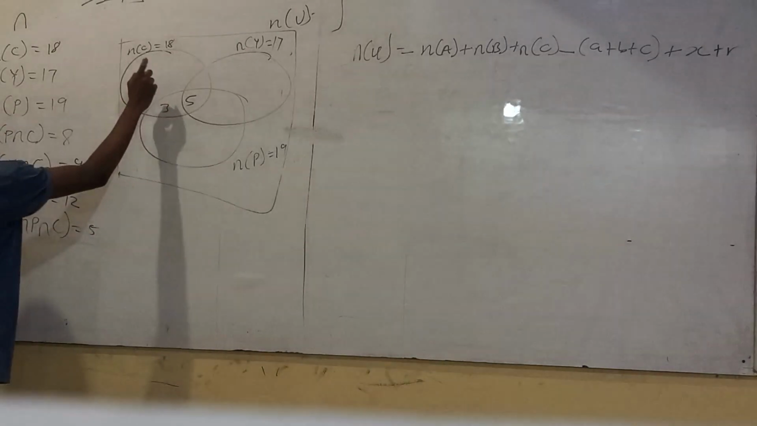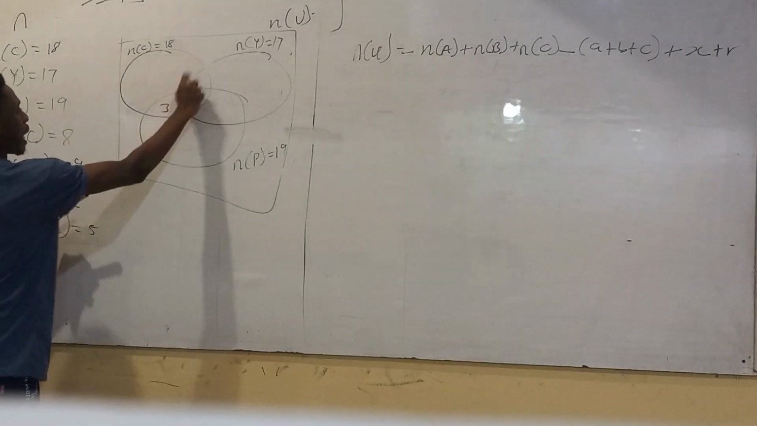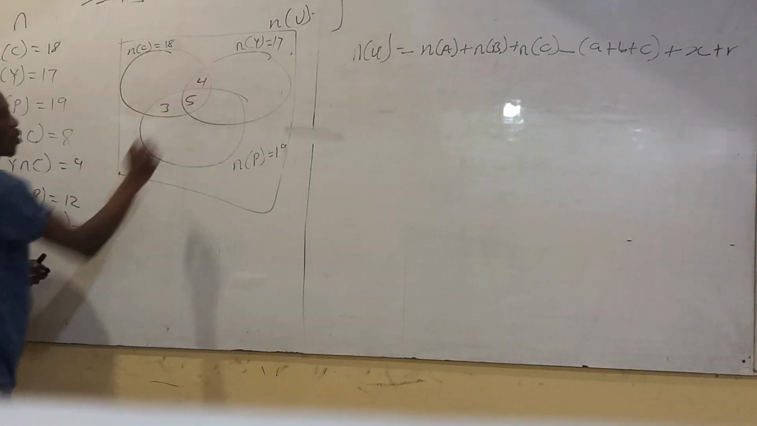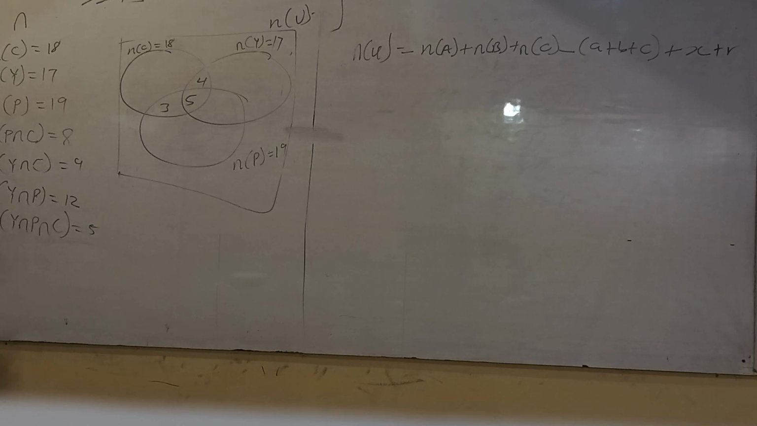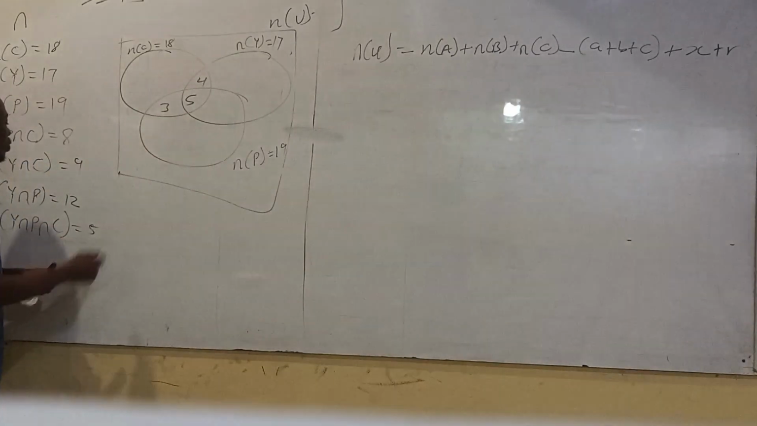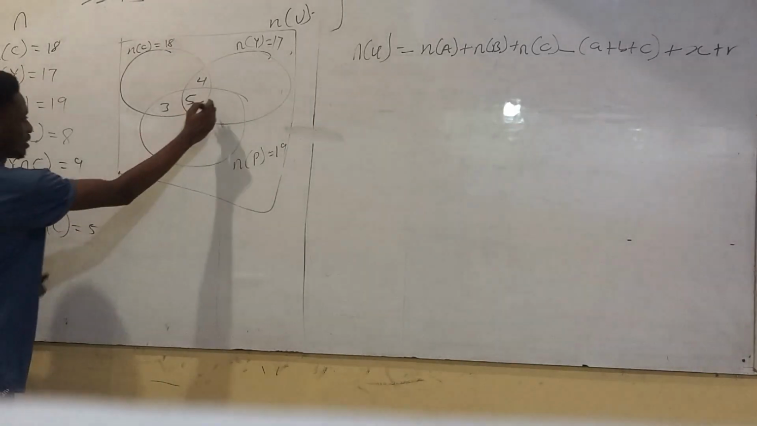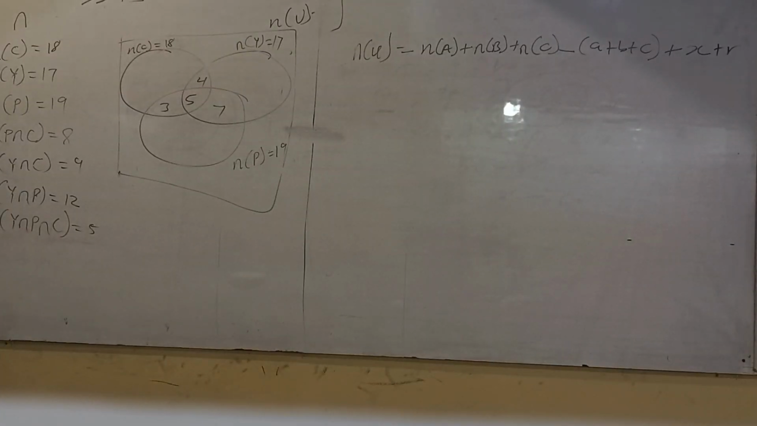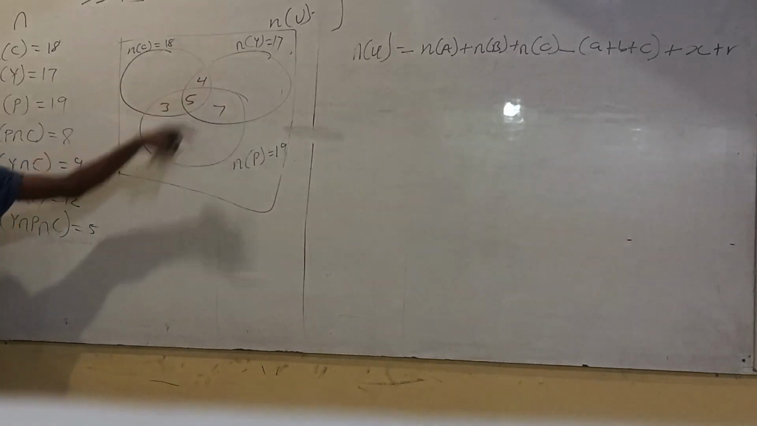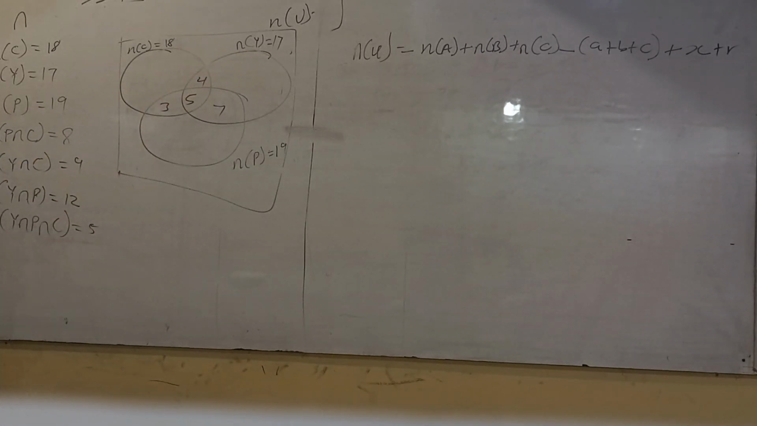Do you get it? Yeah. And here will be corn and yam. So 9 minus 5, which is 4. Yam and plantain, 7. So which is 12 minus 5, 7. Okay, so we don't know these 3. What did their question say again?